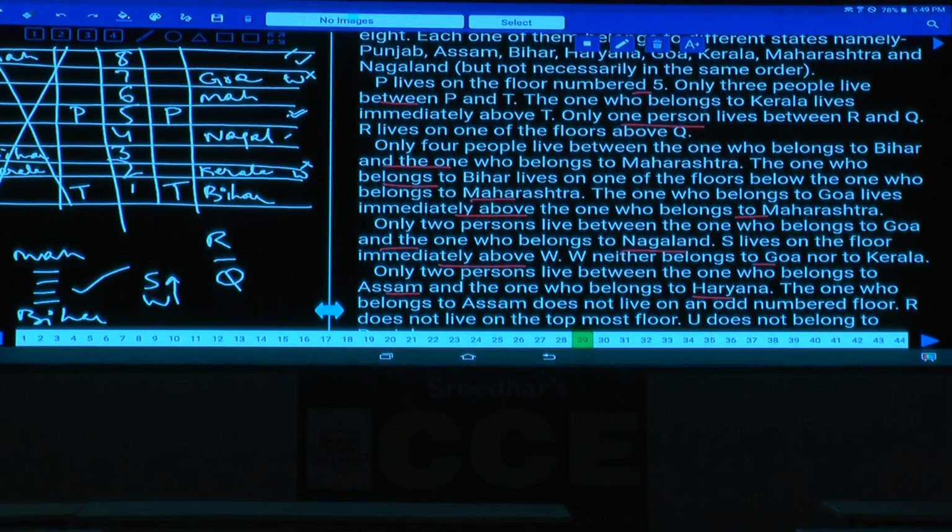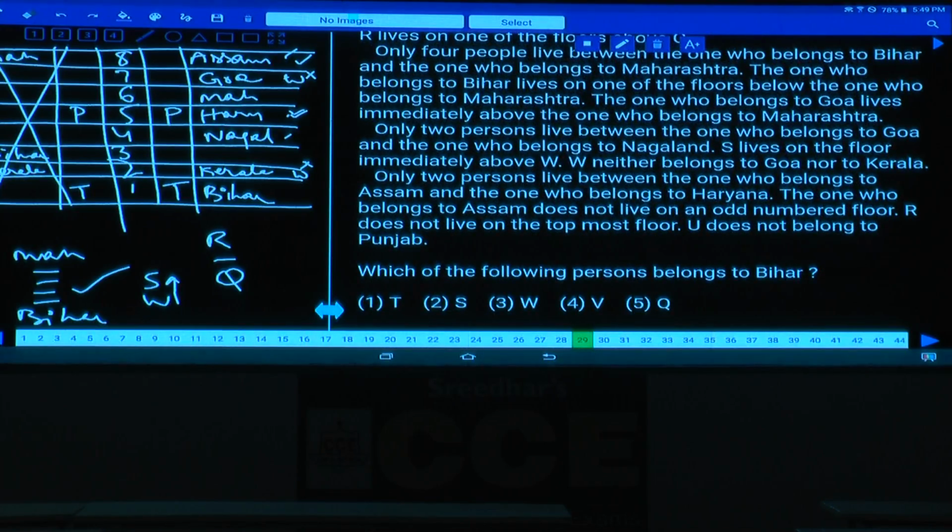And the one who belongs to Assam does not live on an odd number floor. Hence, Assam cannot be on the 5th floor, Assam must be on the 8th floor. And if Assam is on the 8th floor, then the person who belongs to Haryana must be on the 5th floor. We have taken that information.